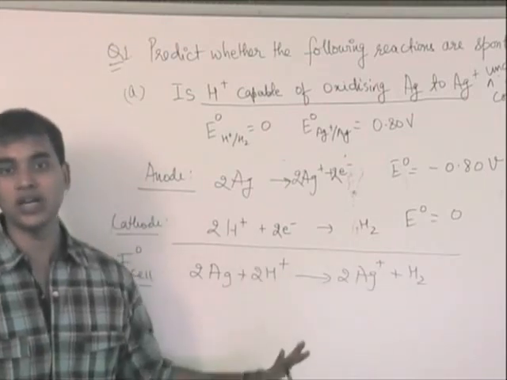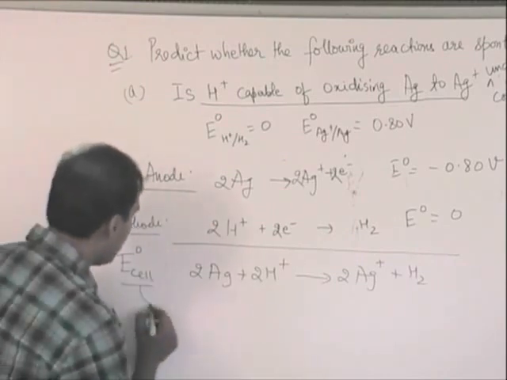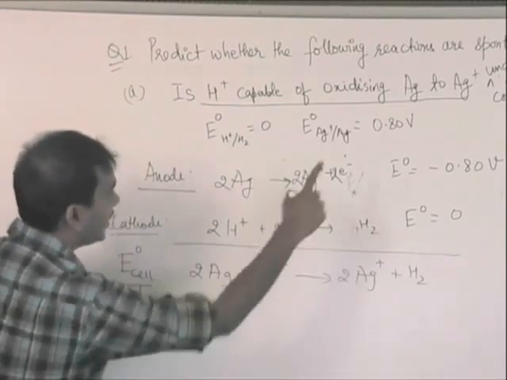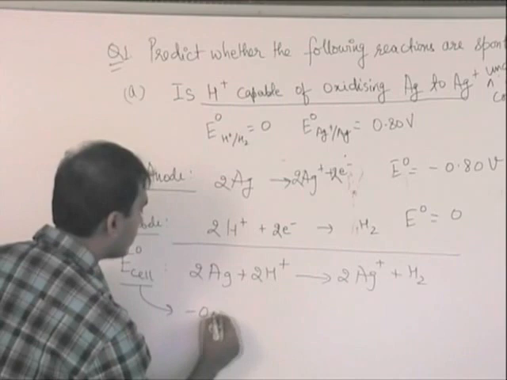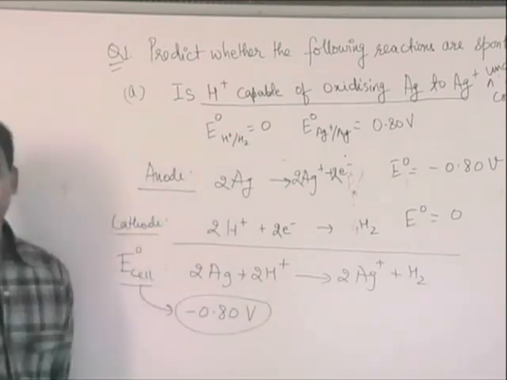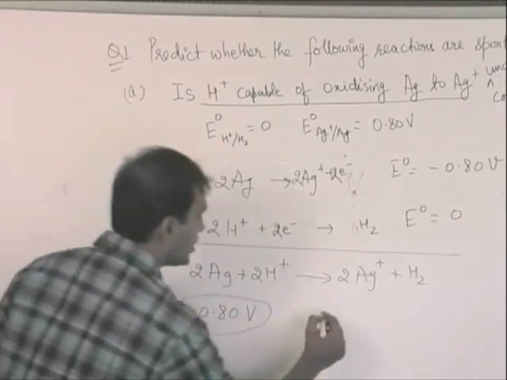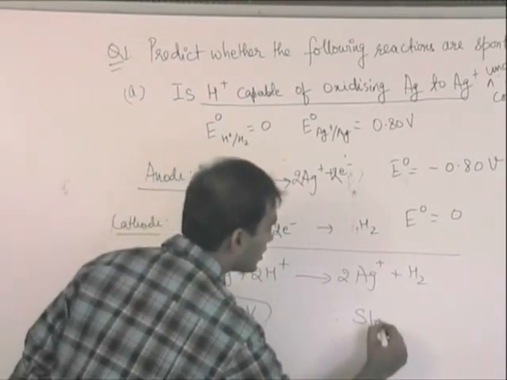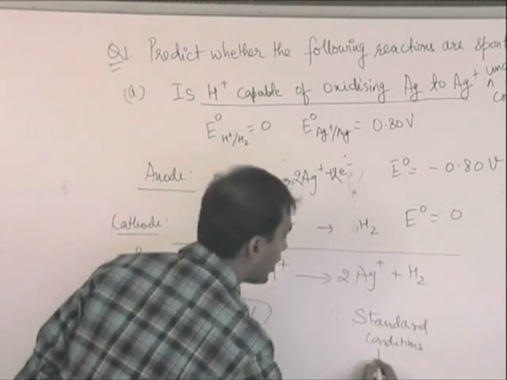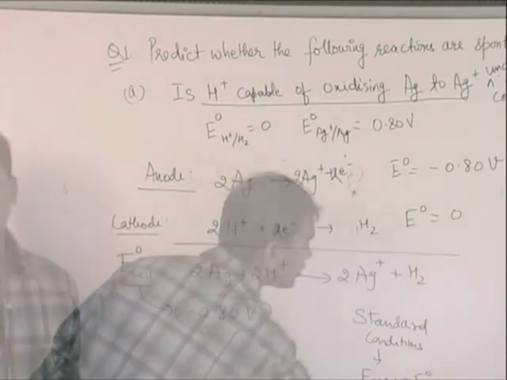So it is a cell reaction and not a half reaction. Clear? So let's find what is E naught cell. What is E naught cell? The addition of these two, which is equal to minus 0.80 volt. Now if I say standard conditions, therefore in this case E cell equal to E naught cell.